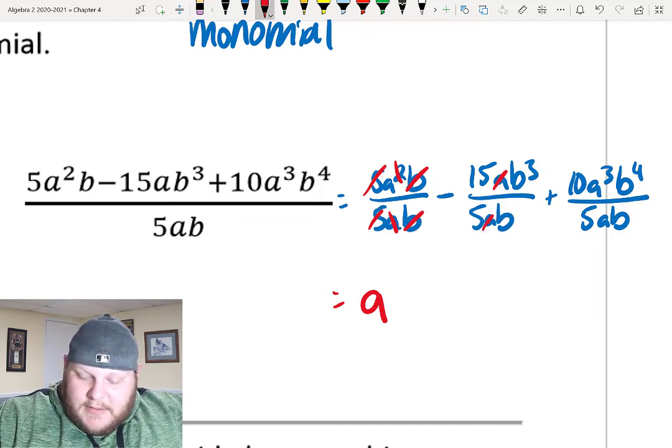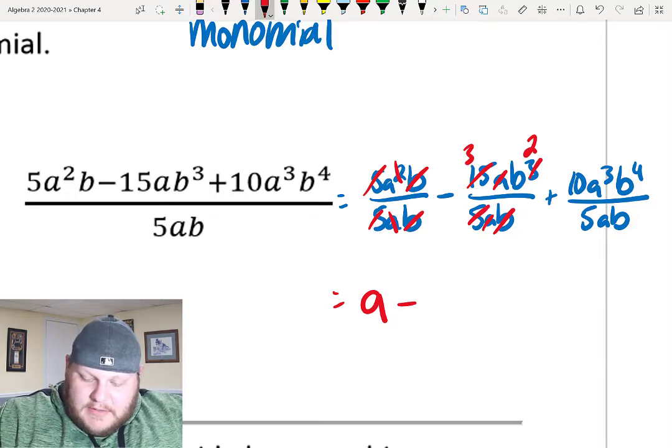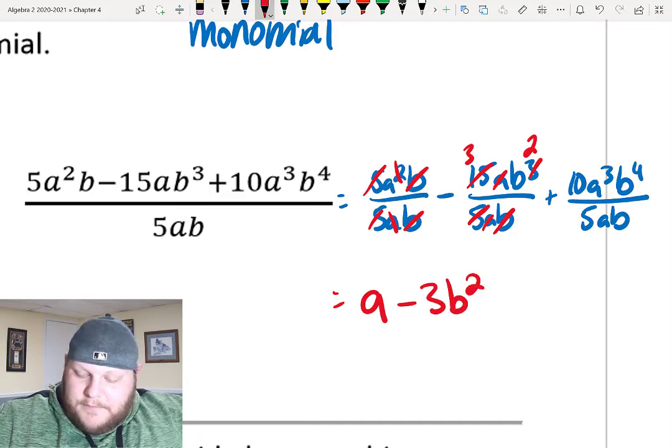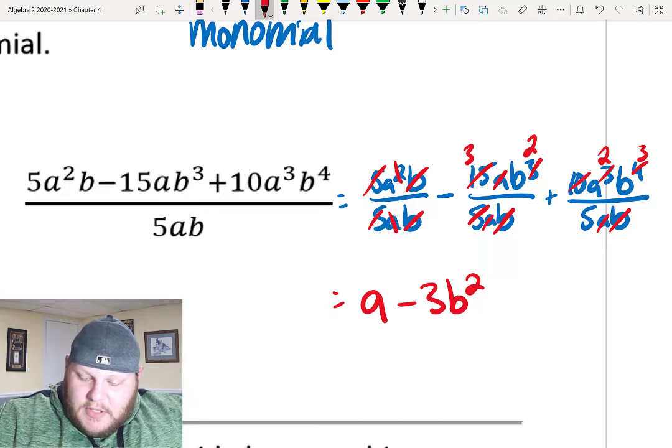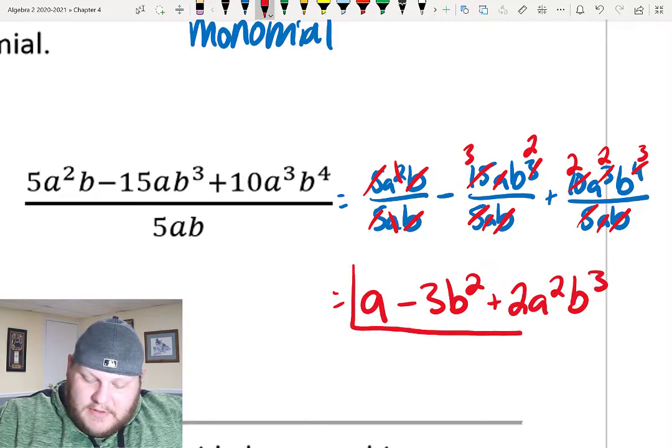Here my a's cancel out, my b's, 1 from the bottom cancels out with 1 from the top, so now that's a b squared. And then 15 over 5 reduces to a 3. So in total I've got minus 3b squared. And then for this last one, my a cancels out from the denominator to make that an a squared up top. My b makes this a b cubed. And then my 10 over 5 reduces to a 2. So plus 2a squared b cubed. So that one divides evenly.